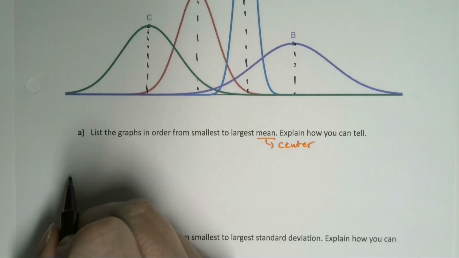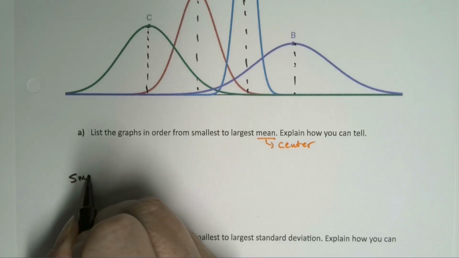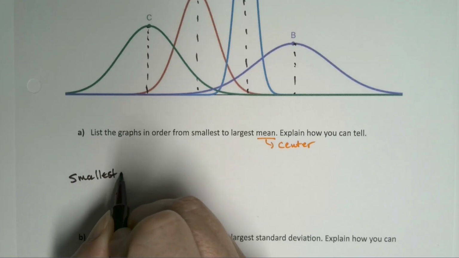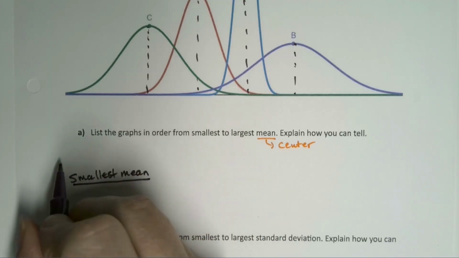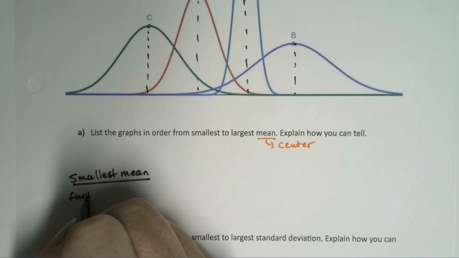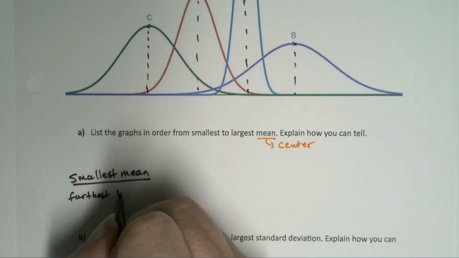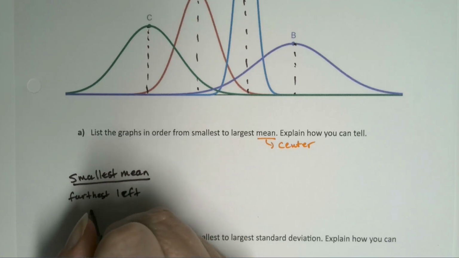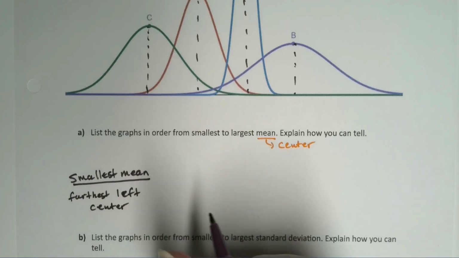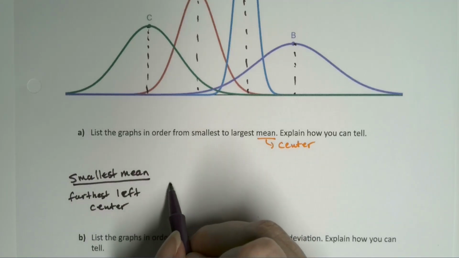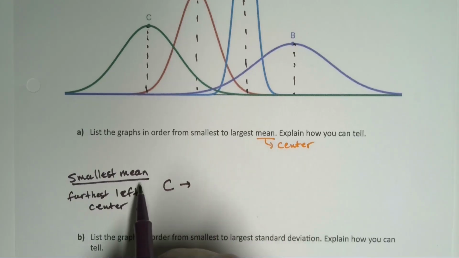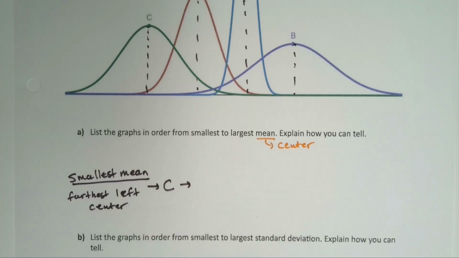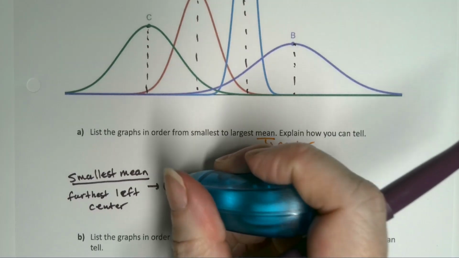So the smallest mean is the graph that has the center that is farthest left, which would be graph C. All right, then we want to go in order. So we're going to list the graphs in order. So this is why, actually, let's put that right there. So that's why C is the smallest one.